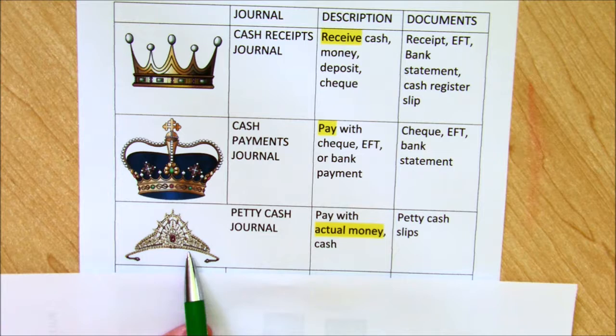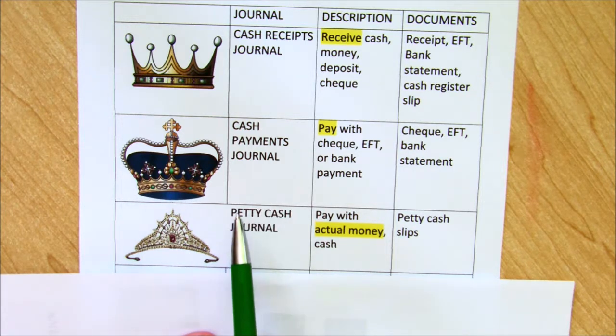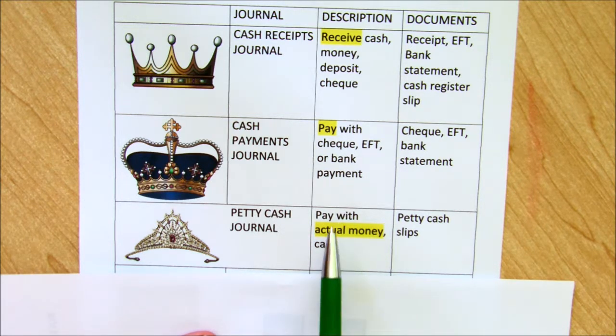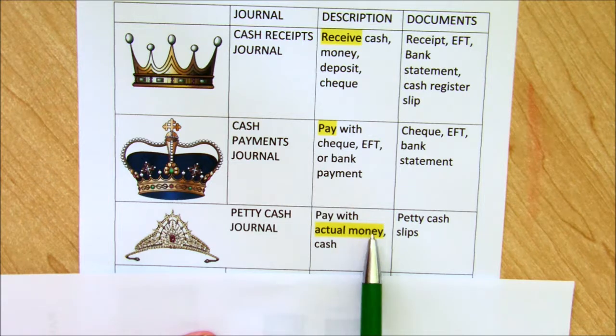And then the third of the journals is the petty cash. The word petty means small. So this is dealing with actual physical money. You'll have actual coins or actual paper money, which will be kept in some safety deposit box, and they'll use it to buy a newspaper, to buy a liter of milk, to buy some stamps, or to pay the wages of somebody.